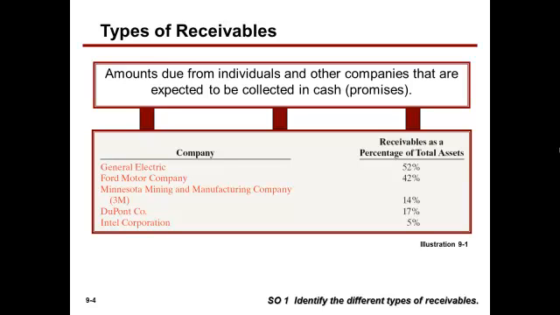First, just to show the perspective of receivables for some companies, we can see that as a percent of total assets, receivables can be quite large. General Electric, 52% of their total assets are tied up in these promises to pay in the future. So this is a significant current asset for some companies.